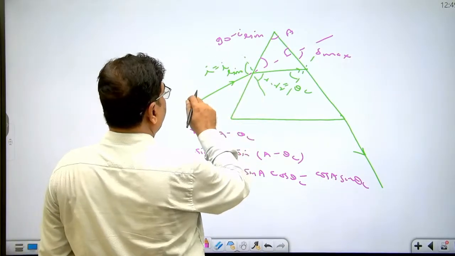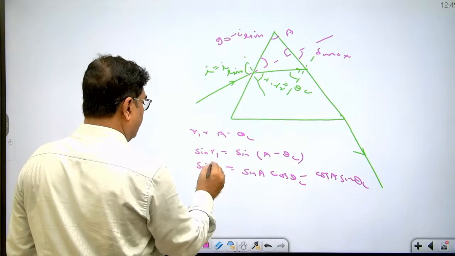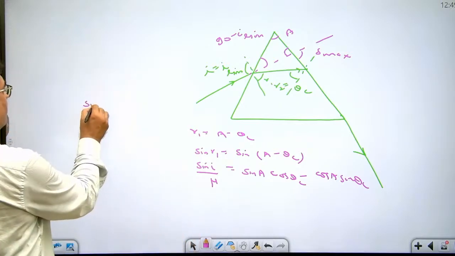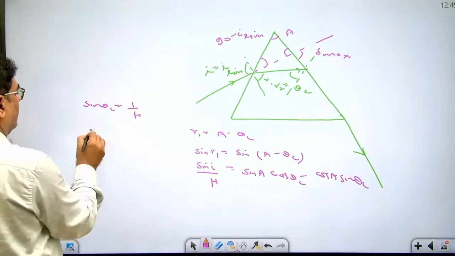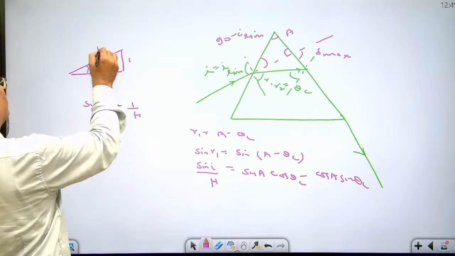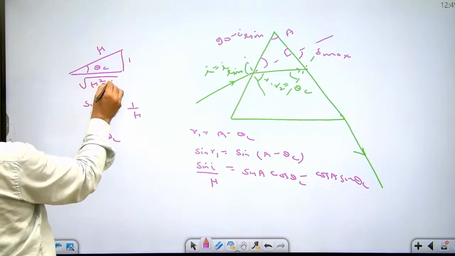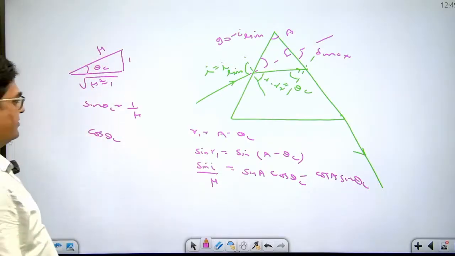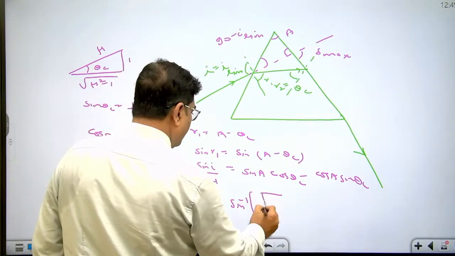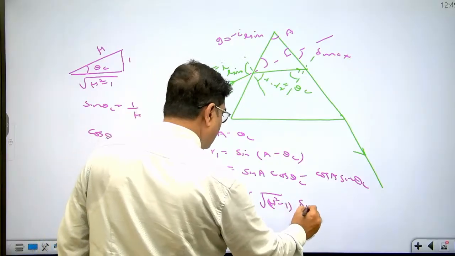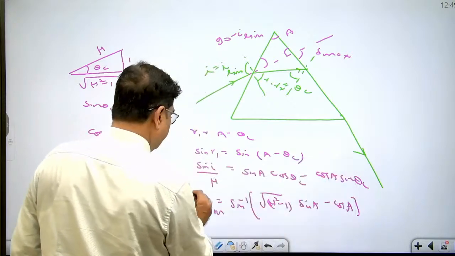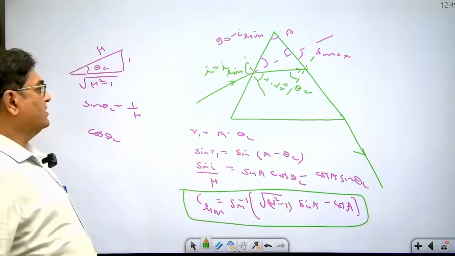This is sin R1. 1 into sin I equals mu into sin R1, so sin R1 is sin I upon mu. Dear student, if you substitute the value of sin theta C equal to 1 upon mu, meaning cos theta C equals what? Under root (mu square minus 1) upon mu. If you substitute all these values, I limiting will be equal to sin inverse of [under root (mu square minus 1) into sin A minus cos A]. This is the limiting angle of incidence.